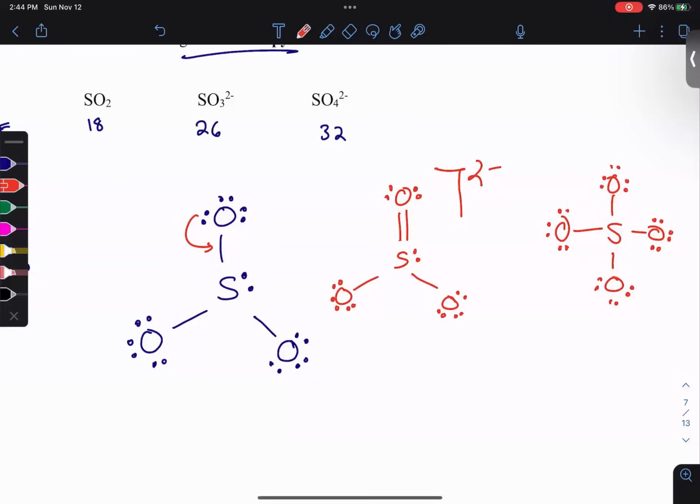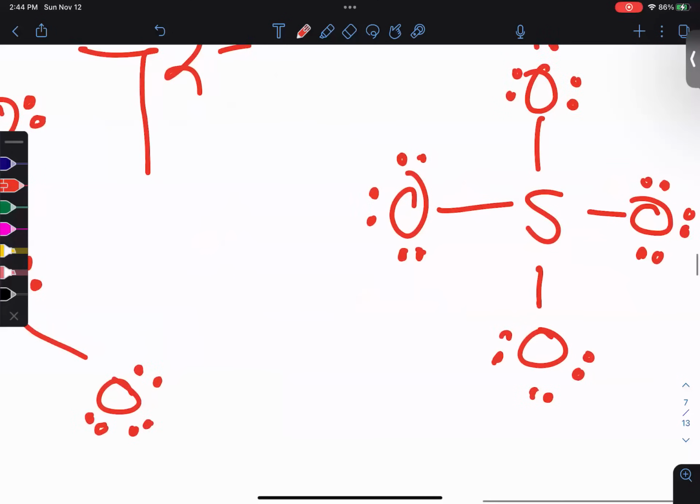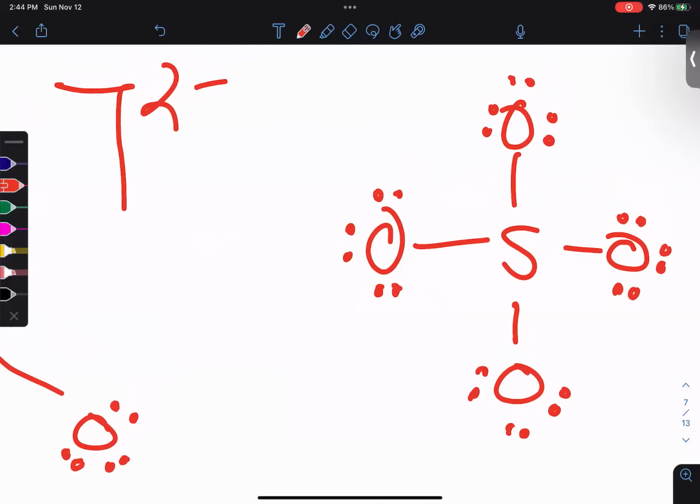Okay, so sulfur right now has a complete octet. But what is its formal charge right now? It's +2. So how many double bonds do you think I'm going to form? 2 of them. Yes, I'm going to form 2 of them. So if I form 2 of them, these electrons come down and these electrons come down.